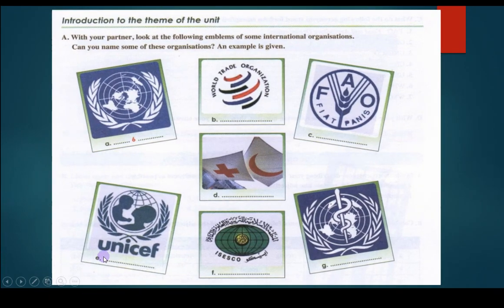Of course, E. As you can see, a child and a mother in the picture. UNICEF. مادام كنشوف الصورة يعني واحد الطفل وواحد الأم.